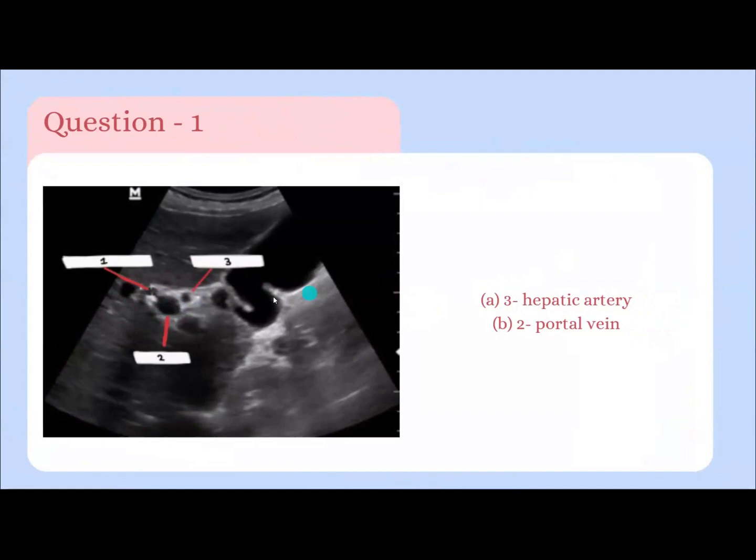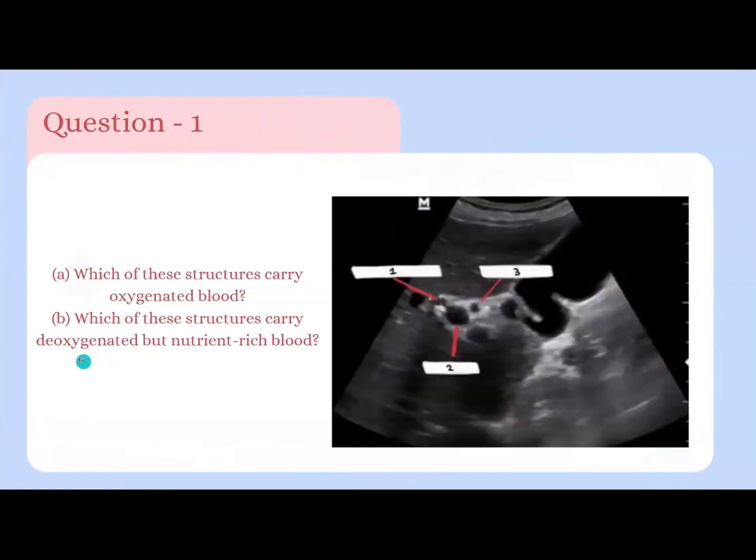Now I have a question. It said that it's deoxygenated but nutrient rich. Why is that? Just answer it really quick. It's really simple. It's not a trick question or anything. It's deoxygenated but nutrient rich. Why is that? Exactly, it's coming from the gut. So it's absorbed all of the nutrients from your food. However, it's supplied oxygen to the GI tract. So it's deoxygenated but nutrient rich, okay?